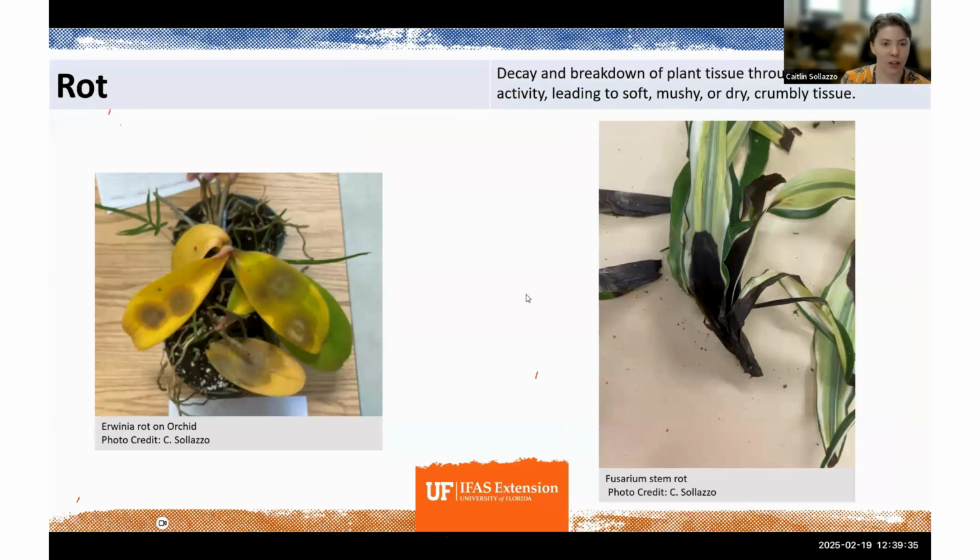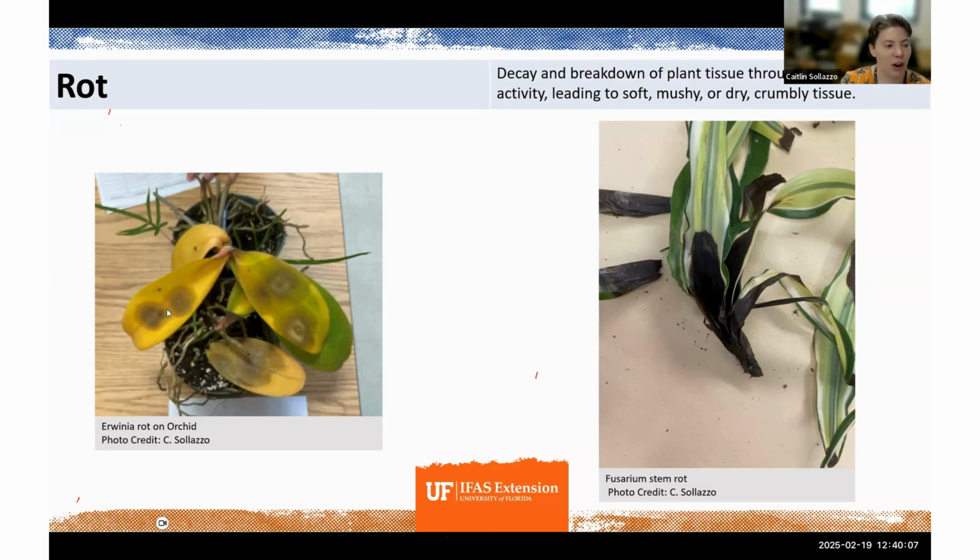Rot. Rot is just decay of plant tissue. Typically, it's from a pathogen that creates enzymatic activity. A lot of times it's associated with bacteria, so this is bacteria, and it usually leaves really soft, mushy tissue. But there are specific rots called dry rots, which is dry, crumbly tissue. Most of the time when we think about rots, we think about really wet, disgusting stuff, but there are some rots that are dry.